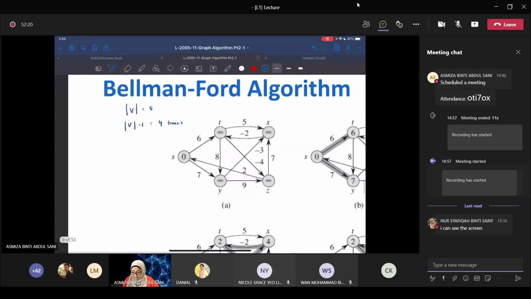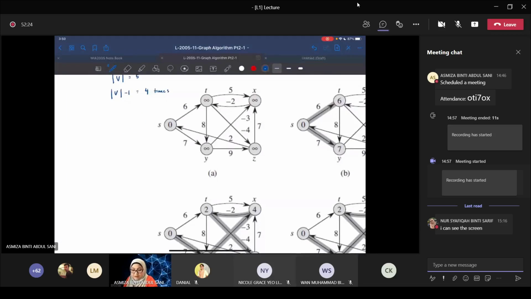In Bellman-Ford, the process is that first we take note of all the possible edges. We consider S as our starting point. Initially, we initialize the distance for the rest of the nodes as infinity. Then we keep track of the possible edges inside the graph. We have S to T, and S to Y.